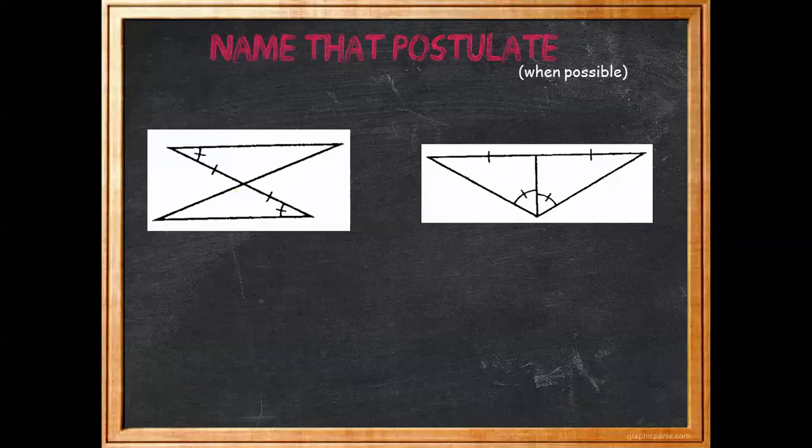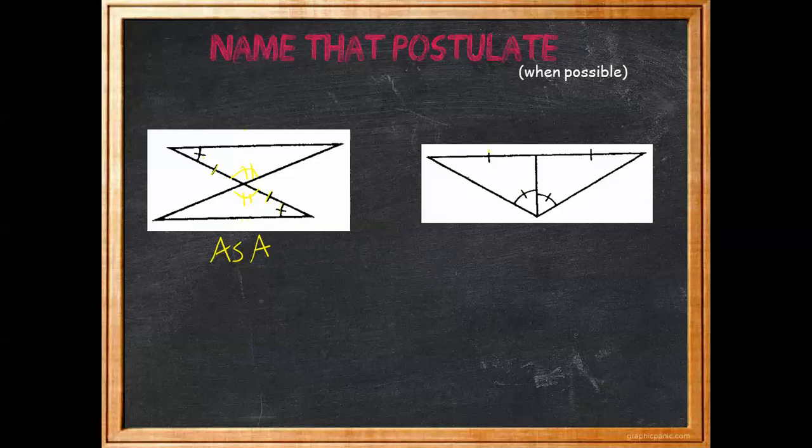On this last one right here, we're given an angle. These two angles are congruent. This side is congruent. And then according to vertical angles, these two angles are congruent. So we're given an angle, a side, and an angle. So we can prove that these two triangles are congruent.